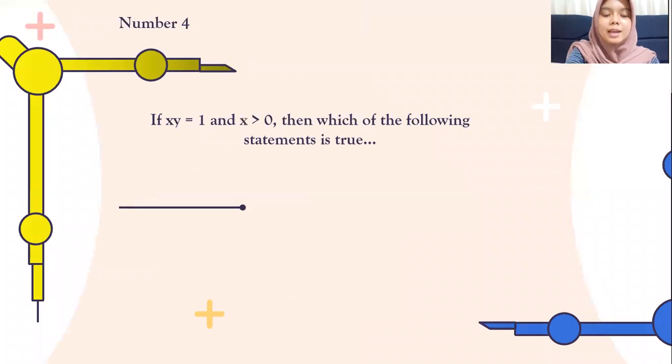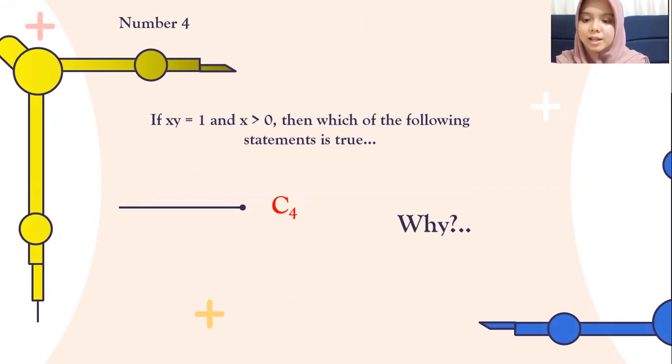And the next problem, if xy equals 1 and x greater than 0, then which of the following statements is true? Let's think together the suitable level for this problem. Yeah, it's C4. Why is it C4? Because in this case, students are required to have the ability to check the accuracy of the relationship and interaction between the elements in the problem, then make a decision to solve for the correct relationship between x and y. That's why this problem is at the C4 level, or analyzing.